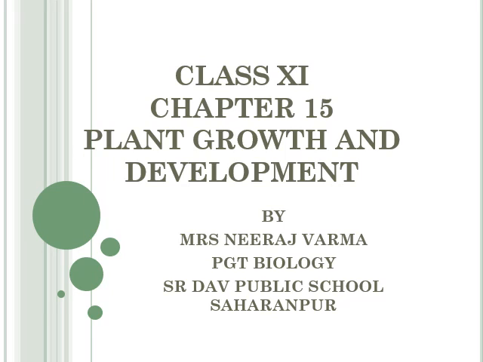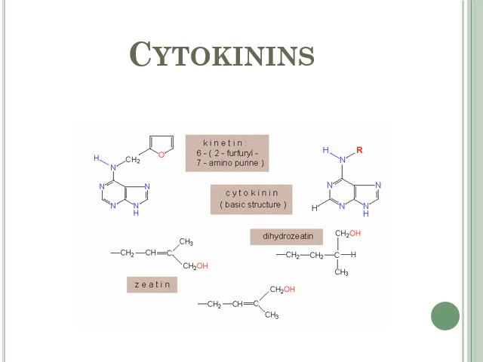Today we are going to continue with our chapter Plant Growth and Development. In our previous session we discussed two important growth regulators, that is auxin and gibberellin. Today we are going to start with our third very important growth regulator, that is cytokinins. Cytokinin is another important plant growth regulator, or you can say plant hormone.